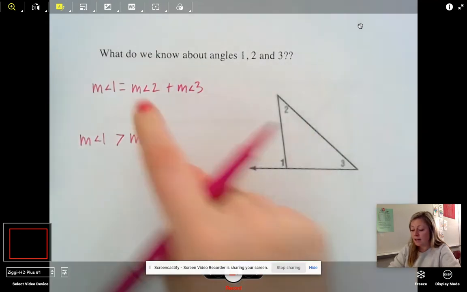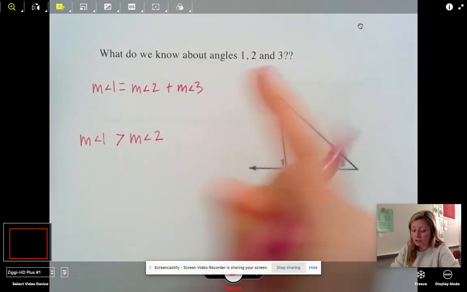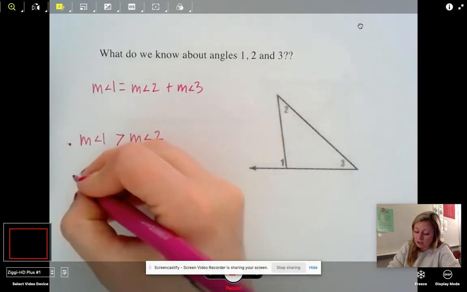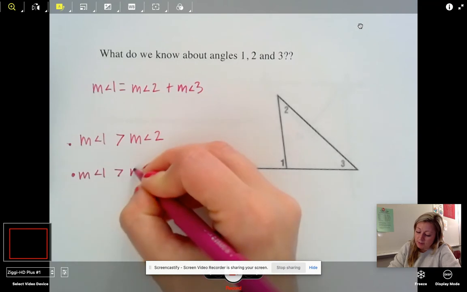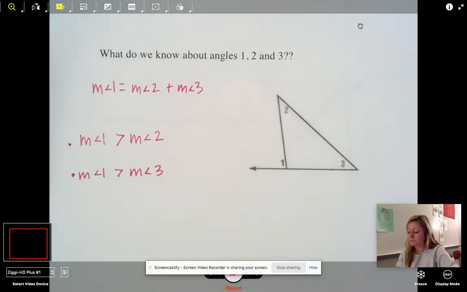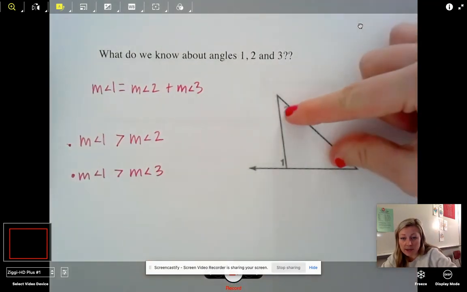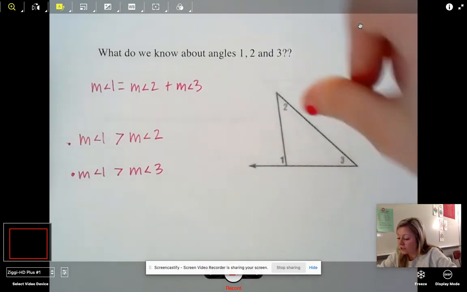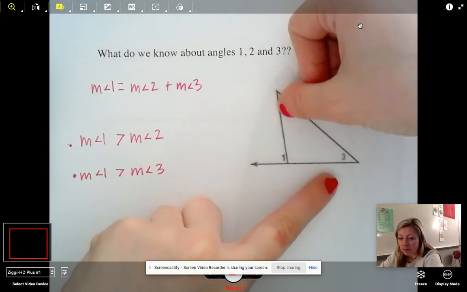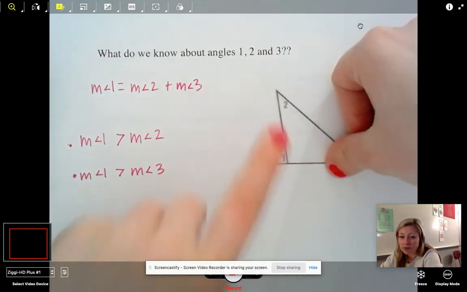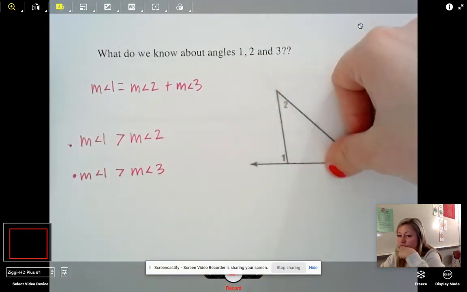Similarly, if I got rid of the measure of angle 2, wouldn't the measure of angle 1 still have to be bigger than the measure of angle 3? Right, because it takes both of these to equal angle 1. So if I just got rid of one of them, I would know that angle 1 has to be bigger than the measure of angle 3, or vice versa for angle 2. How do we feel about that? Does that make sense?